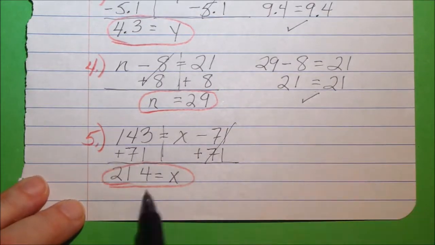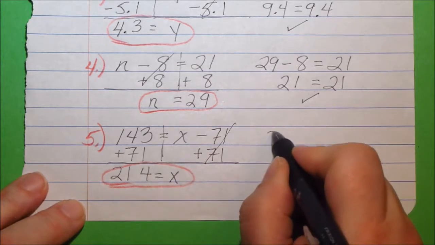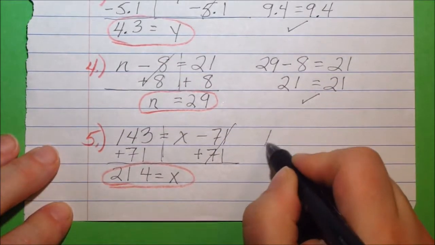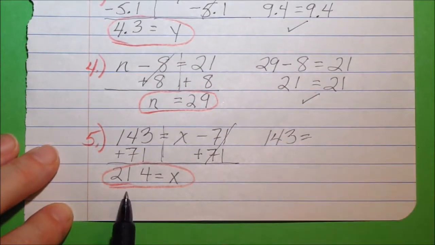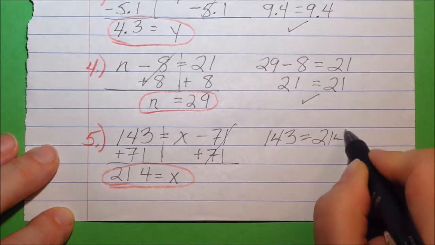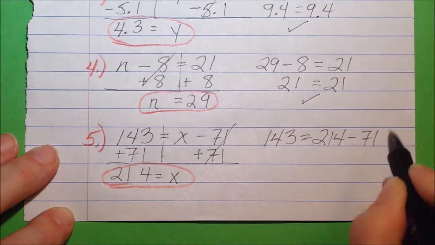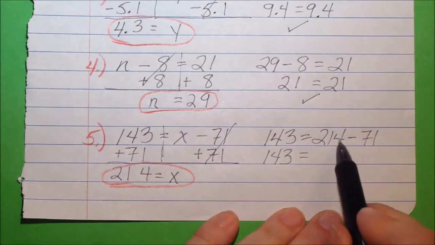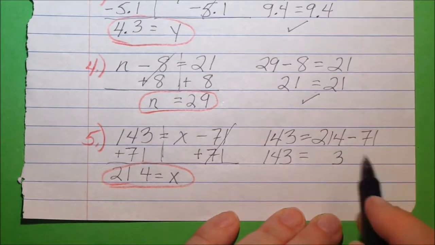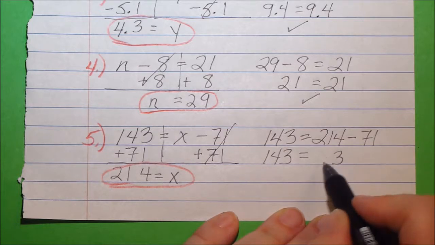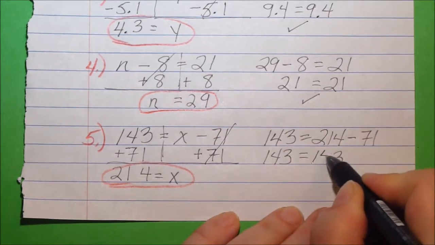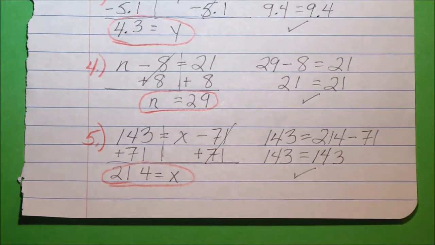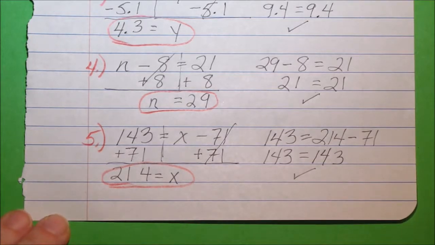So I rewrite this equation, plugging in 214 for x. Okay, so 143 equals, plug in 214 for x, minus 71. All right, keep the equal signs lined up and bring down that 143. Now let's do the math. 4 minus 1 is 3. 21 minus 7 is 14. 143 equals 143. Check. That is absolutely true. So x does equal 214.